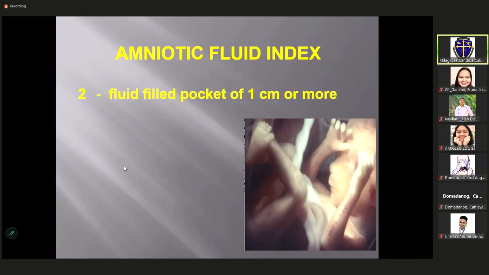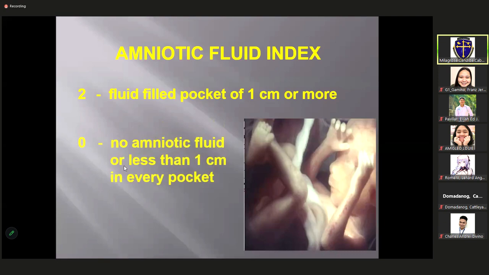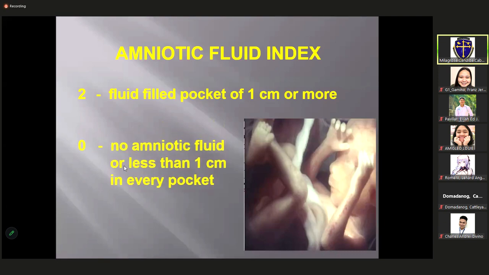Okay? A score of 2 is given if there is a fluid-filled pocket of 1 centimeter or more in the result of our BPS. 0 is no amniotic fluid, or a measurement of less than 1 centimeter in every pocket. So this is your amniotic fluid index. Through ultrasound, it would assess the amount of amniotic fluid. Here, we would know if the patient has enough amniotic fluid inside her abdomen, or limited, or a very small amount of fluid.